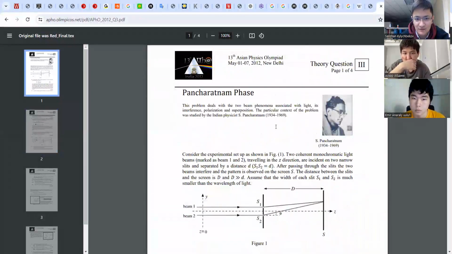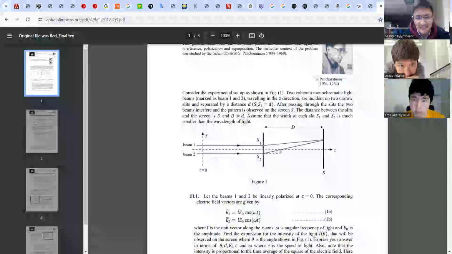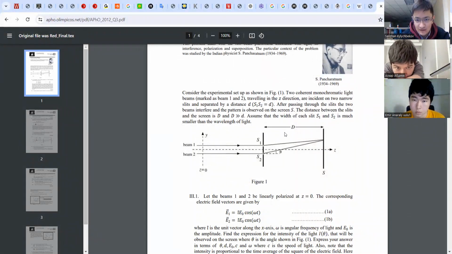So, let's read. Anandan phase. This problem deals with the two beam phenomena. So we are adding two beams associated with light, electromagnetic wave, its interference, polarization, and superposition. The particular context of the problem was studied by the Indian physicist Pancharatnam. Also is India. Consider an experimental setup as shown in figure 1. Two coherent monochromatic light beams.